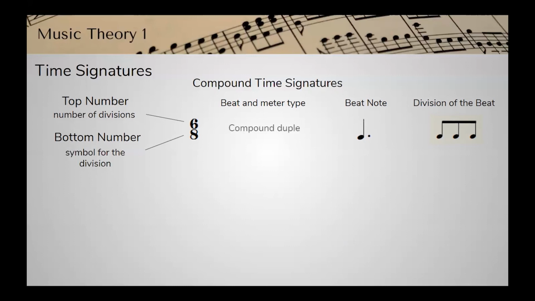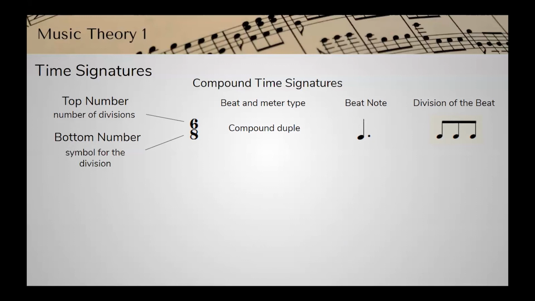And we know that if you take 3 eighth notes and you add it together with another 3 eighth notes, you would get 6 eighth notes. So what I'm really doing is dividing the number of divisions into 2 parts to get 3, right? And that would give us our compound duple.